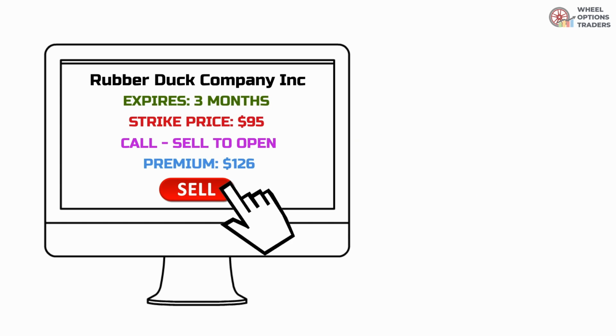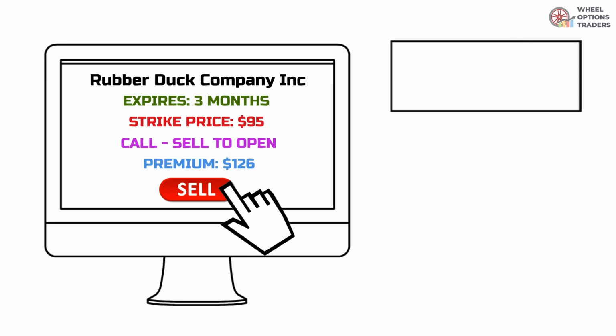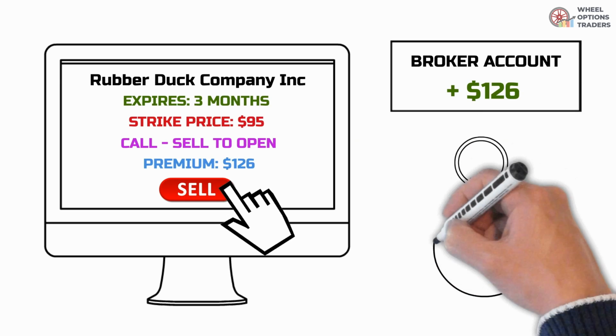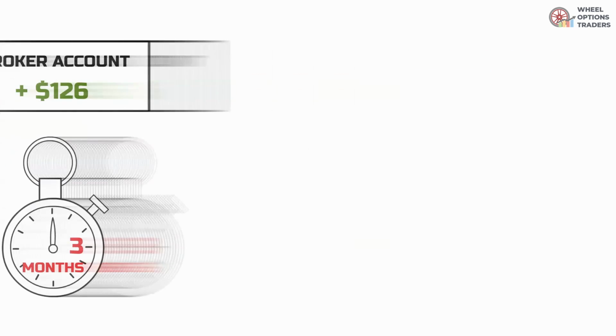Okay, so you click the sell button and within a few seconds, bang, you've sold the option. Your account has been credited with $126 and you still own the stock. So again, it's time to wait it out. And 3 months later, there's one of two outcomes which are possible.